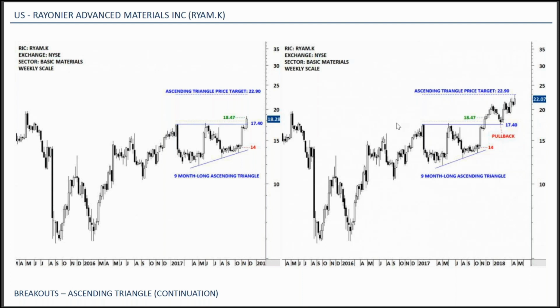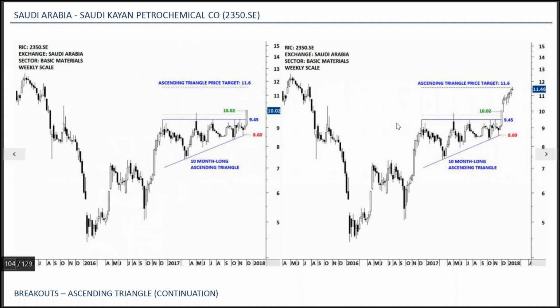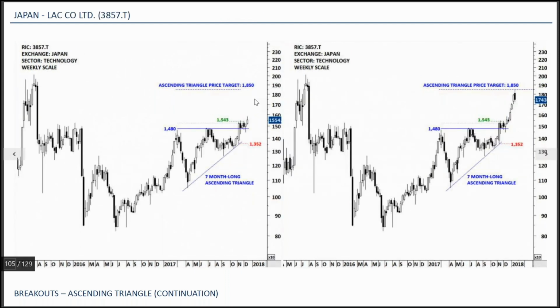a quarter to reach the price target. This was a Saudi Arabia petrochemical company, a massive 10-month long ascending triangle, and look how many times the chart pattern boundary is tested. The breakout, obviously after several tests, is taking place with a strong weekly breakout and reaching the chart pattern price target. Another Japanese name, 7-month long ascending triangle, breaks out, immediately rallies towards the chart pattern price target.